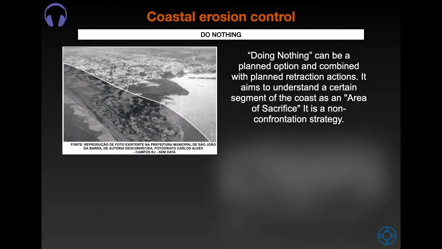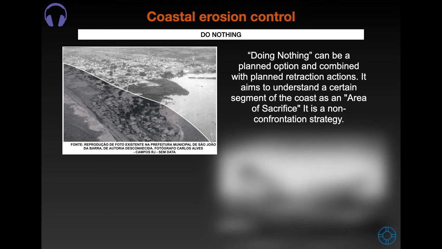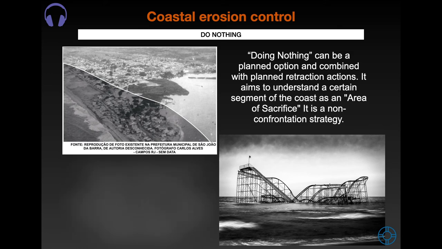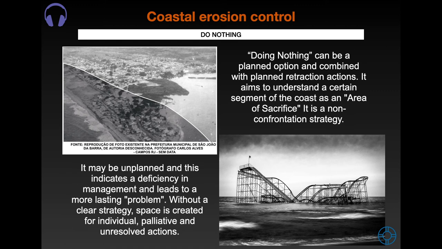And another non-structural measure is do nothing. Doing nothing can be a planned option and combine it with planned retraction actions. It aims to understand a certain segment of the coast as an area of sacrifice. It is a non-confrontation strategy. It may be unplanned, and this indicates a deficiency in management and leads to a more lasting problem. Without a clear strategy, space is created for individual palliative and unresolved actions.